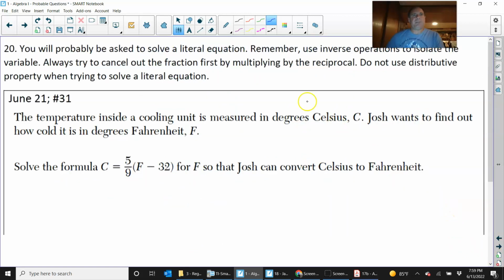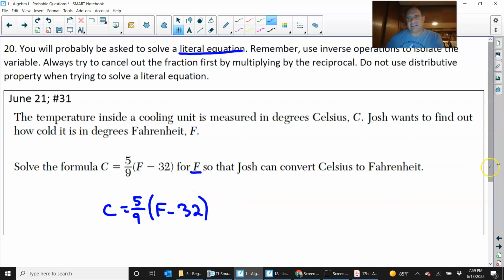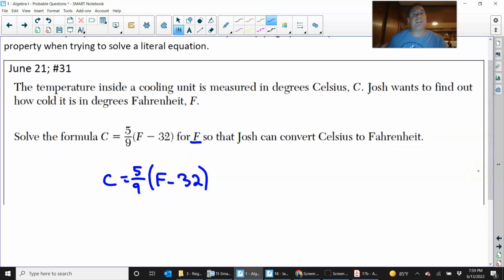Number 20, you'll probably be asked to solve a literal equation. It says solve the formula for f. So I'm just going to rewrite it. I like the formula to be a little bit larger than the printing that is there. It is not good enough. Please do not ever distribute here, because you're looking to solve for what is inside the parentheses. If you distribute, you're making a mess out of everything. So we're not going to distribute.